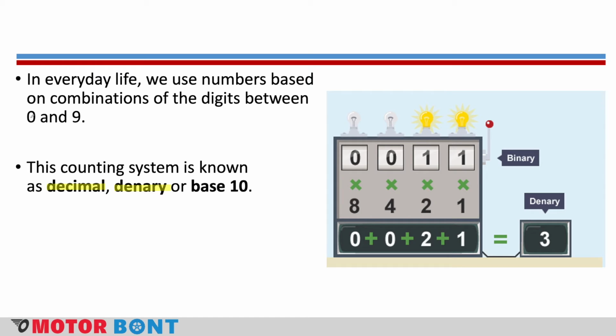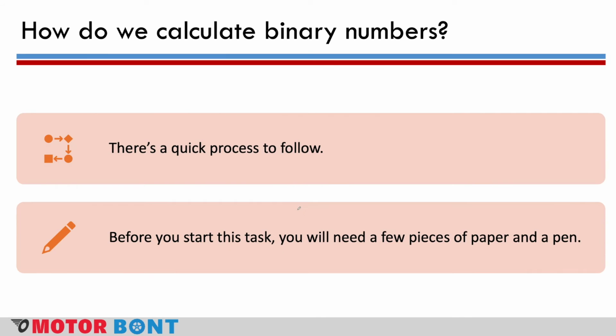When you write something down, if I wanted to write the number 100 down, I'd write 100 down. I understand what that is, but to a computer, that could be something completely different. And we're going to look now in a moment at how we convert between these two number systems.